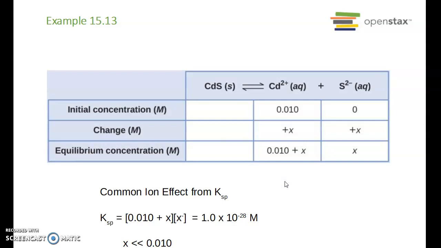Here we have cadmium sulfide, and this is example 15.13. In this particular one, what you're looking at is the common ion effect. Here what you're doing is putting the cadmium sulfide into a cadmium bromide solution. The Ksp of CdS equals 1.0 times 10 to the minus 28th. A very, very low number.